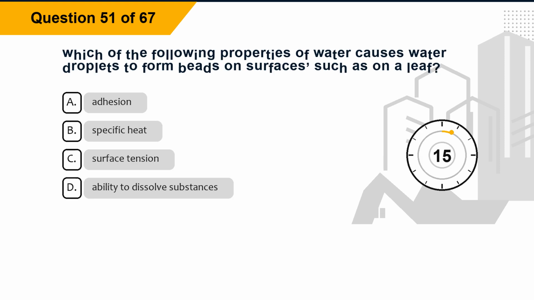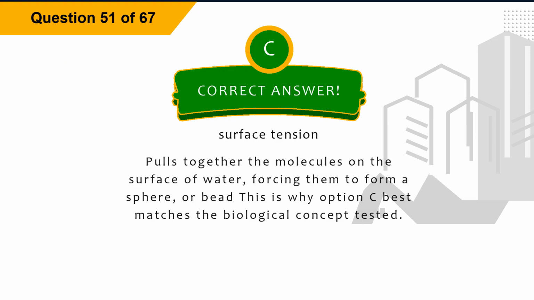Question 51. Which of the following properties of water causes water droplets to form beads on surfaces, such as on a leaf? Option A. Adhesion. Option B. Specific heat. Option C. Surface tension. Option D. Ability to dissolve substances. The correct answer is option C. Surface tension. Explanation. It pulls together the molecules on the surface of water, forcing them to form a sphere, or bead. This is why option C best matches the biological concept tested.